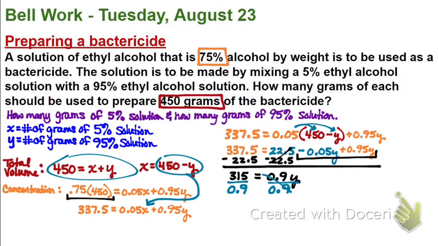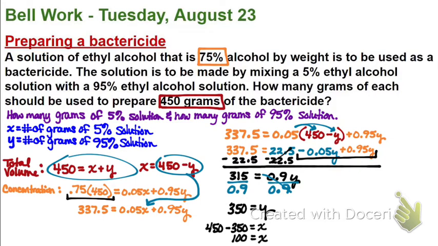What do we get when we divide that? 350. What did we just find? Grams of 95% solution. So if that's how much of the 95% solution I need, how much of the 5% solution do I need? 100 grams. 450 minus 350 to get x.